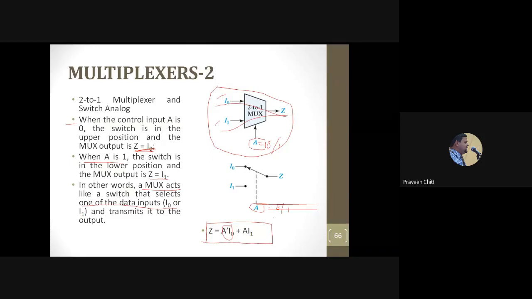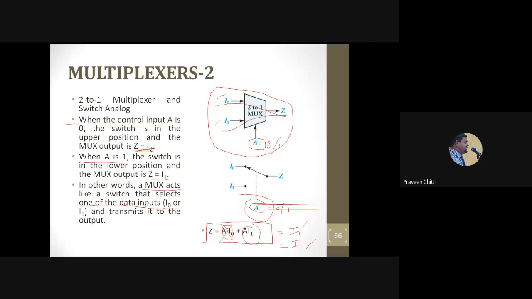Similarly, when A is 1, A bar will be 0, so this term will not be there. You will get 1 and I1, so you will get Z as I1. You get Z as I0 when A is equal to 0, and you get Z as I1 when A is equal to 1. So depending on the value of A, you are getting output as either I0 or I1.